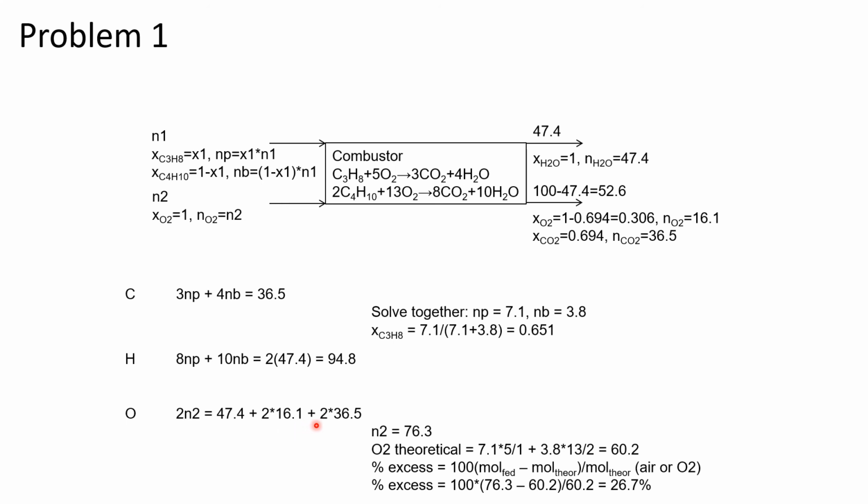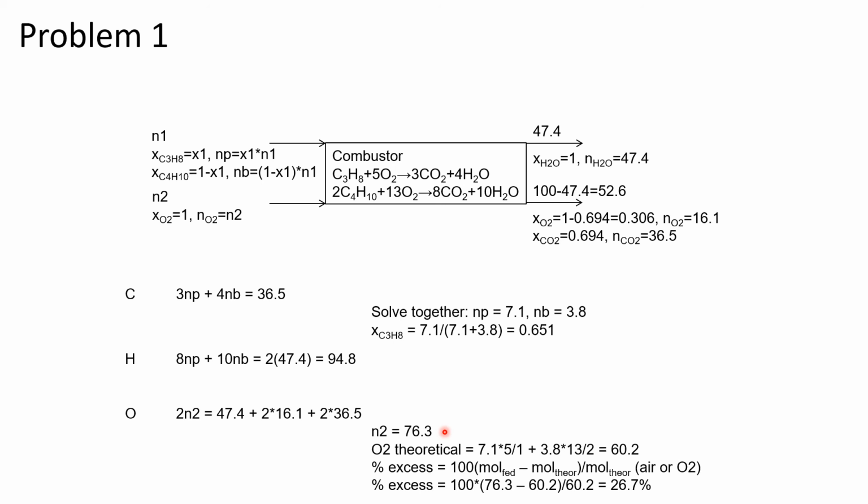We'll add to it the oxygen flow rate associated with CO2. There are 2 oxygen atoms per CO2 molecule, so we'll take 2 times the CO2 flow rate, which is 2 times 36.5. If we combine these, do this addition right here and then divide by 2, we find that the N2, which is the oxygen flow rate coming in, is 76.3.